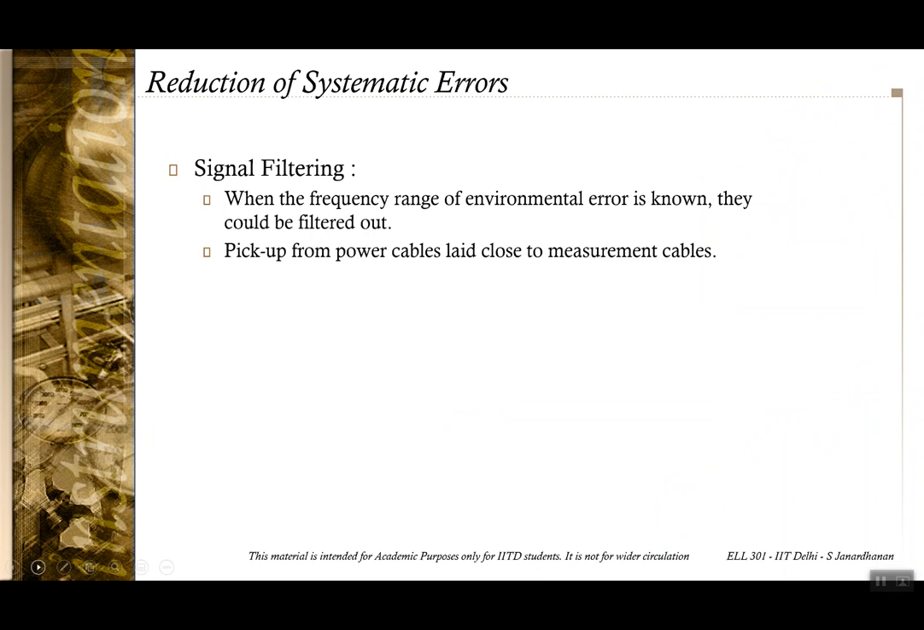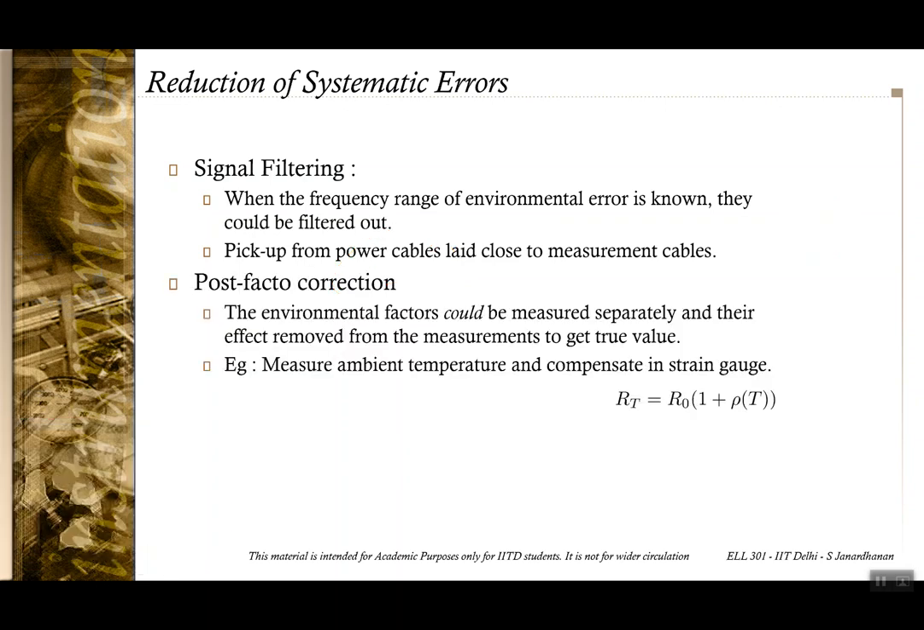Another way to filter out or reduce systematic errors is the process of filtering. If we know the frequency of the error signal, that can be filtered out by using an appropriate filter. Say for example, if we know that the measurement cables are picking up radio power signals from the power cables, and if I know the frequency of the supply, then that sort of frequency can be eliminated from the measured signal. And the errors due to this coupling or this pickup can be eliminated now.